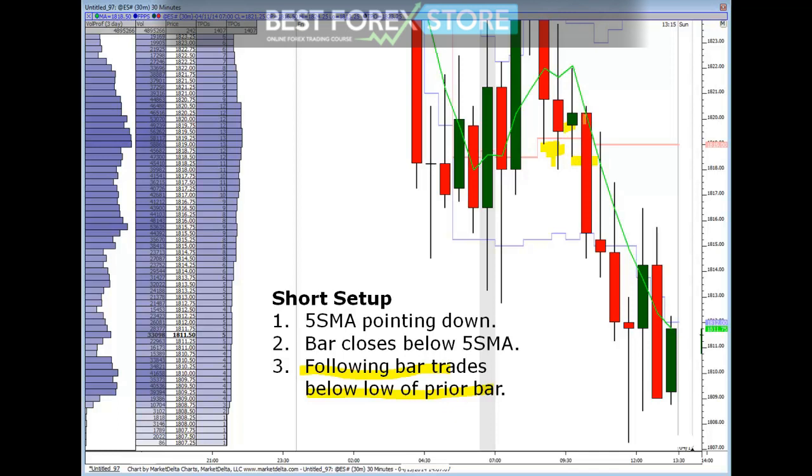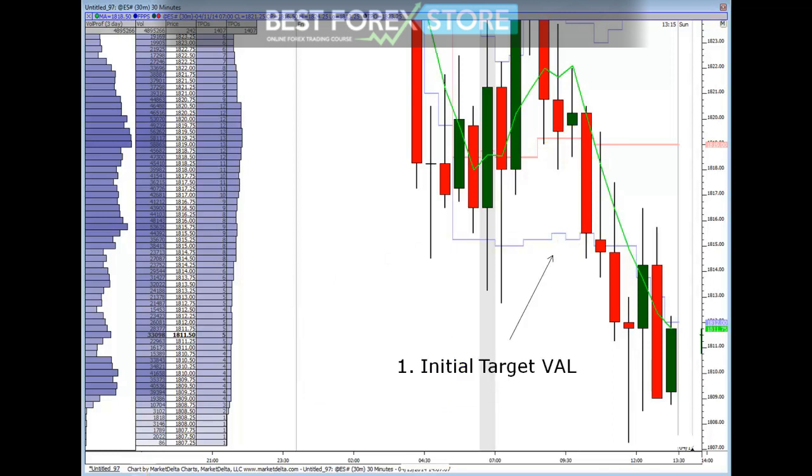significantly. And if we take a look at it, prices continue to drop lower and lower all the way down to the value area low, which would naturally be my first target in this trade. This would be my initial target, the value area low.